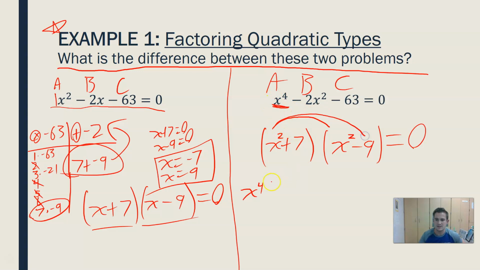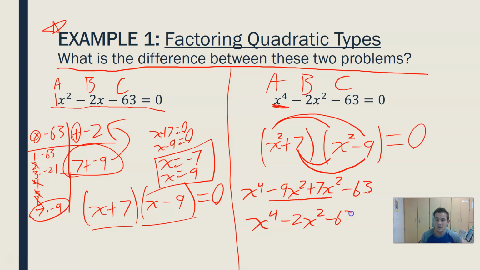x squared times negative 9 is negative 9x squared. 7 times x squared is positive 7x squared. And 7 times negative 9 is negative 63. Well, here in the middle I have two sets of like terms, so if I combine them together I get x to the fourth minus 2x squared minus 63. Huh! That is indeed what I started with.